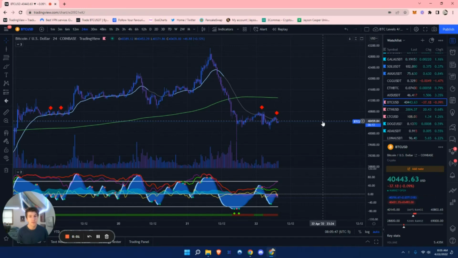Hello everybody, this will be a local trend reversal strategy that I found using Market Cipher B.